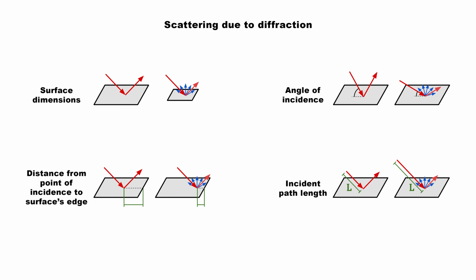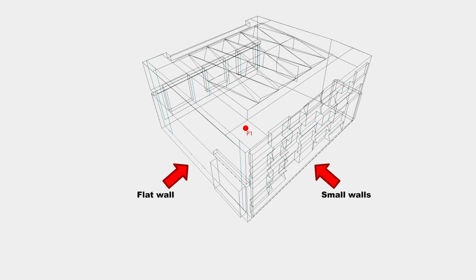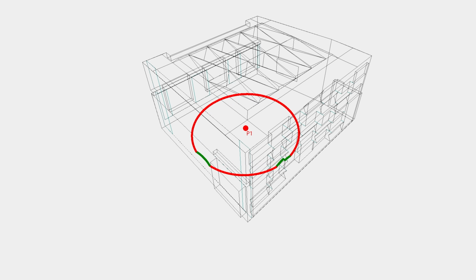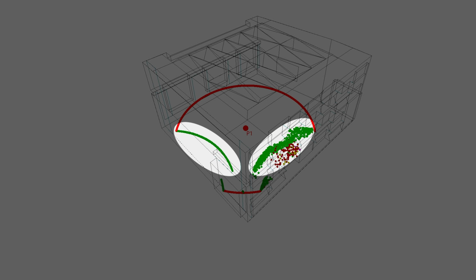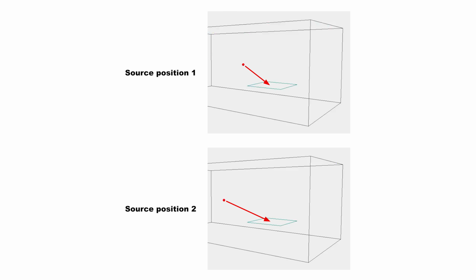As previously mentioned, scattering due to edge diffraction is automatically calculated by ODION. In this example, we will see a different amount of scattering from a flat wall versus a group of smaller walls, even though they all have the same scattering coefficient entered in the material list. In these two cases, we again have the same scattering coefficient entered in the material list, but different distance from the source and different angle of incidence.